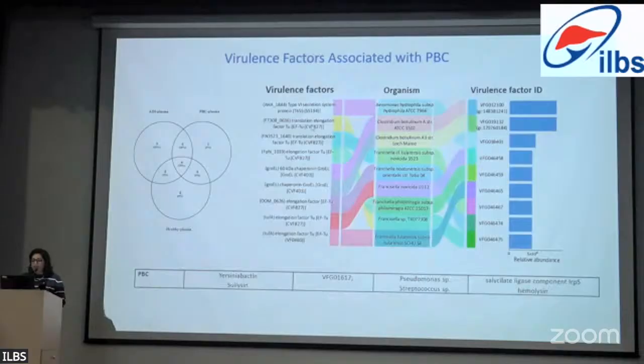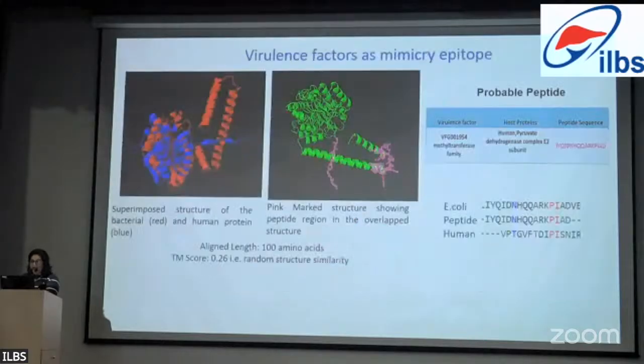And also these virulence factors were identified on these AIH and PBC plasma extracellular vesicles. And we found a virulence factor, VFG0161, which was associated with Pseudomonas and Streptococcus. These virulence factors are present at higher levels in PBC than in healthy and AIH. Not only this, the virulence factor also has a mimicry epitope from the host, which is pyruvate dehydrogenase complex E2, and we have identified a peptide which could trigger PBC as well as autoimmune disorders.